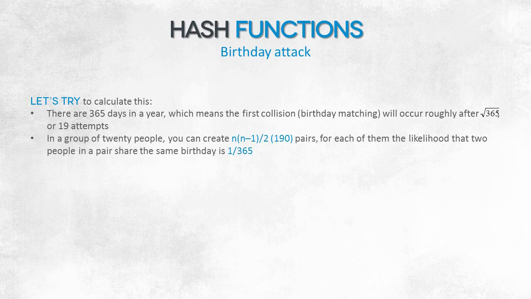In a group of 20, you can create n times (n minus 1) divided by 2, which is 190 pairs. For each of the pairs, the probability of having the same birthday is 1 in 365. Using the data to calculate the probability, computing 20 times (20 minus 1) divided by 2, times 1 divided by 365, gives us 190 out of 365, or 380 out of 730. Slightly over 50%.